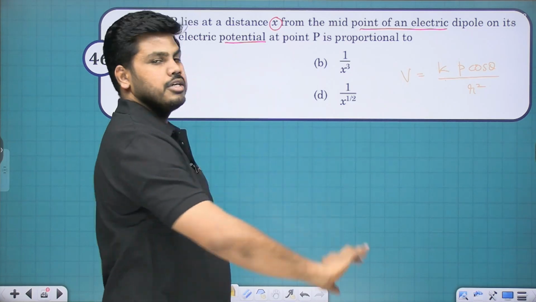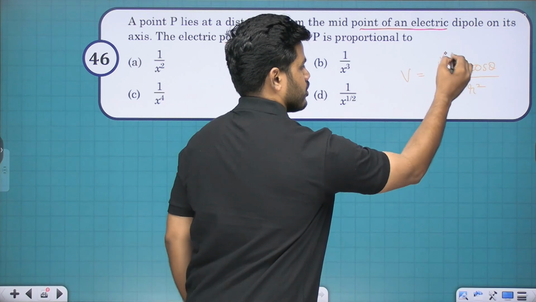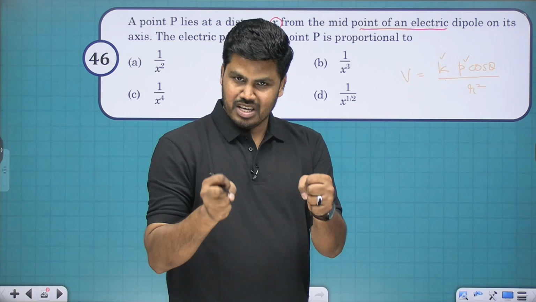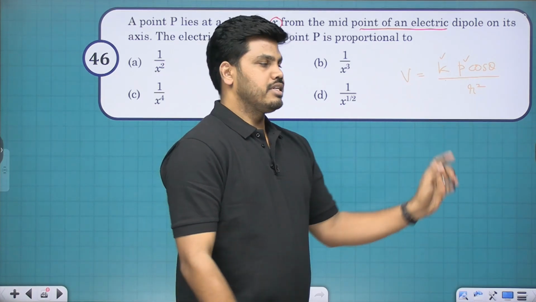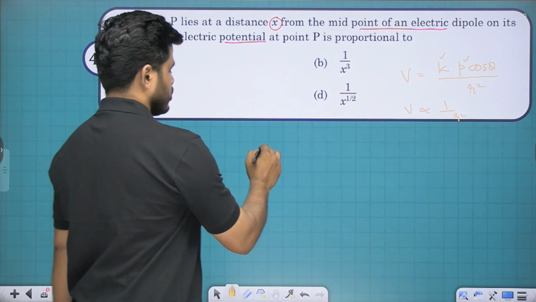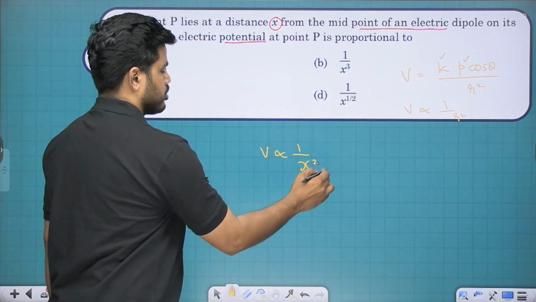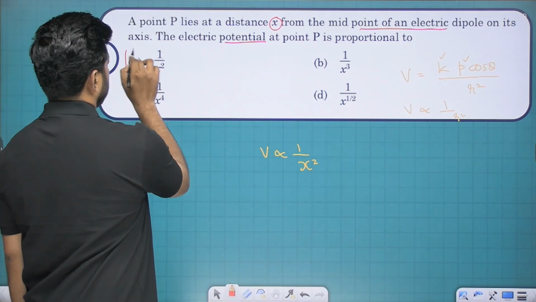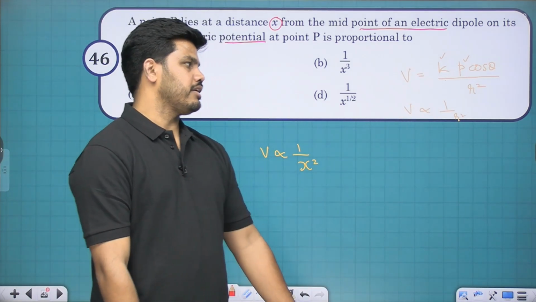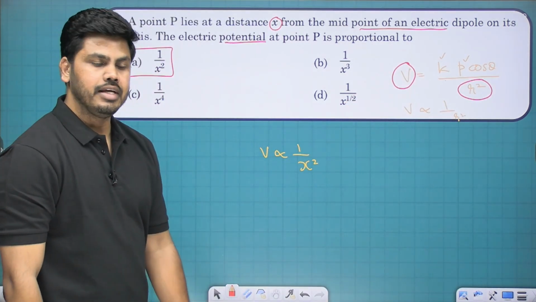Since it is on the axis, we know that theta will be 0, cos theta will be 1. K is a constant, and dipole moment P will not change if you go from point to point. That is one given dipole only. R is the distance. We can say V is inversely proportional to R square. Instead of R, the distance is given as x, so V is proportional to 1 by x square only. That is option 1A. So that is a direct question only. If you know the equation, we can find out the relation between V and R easily.